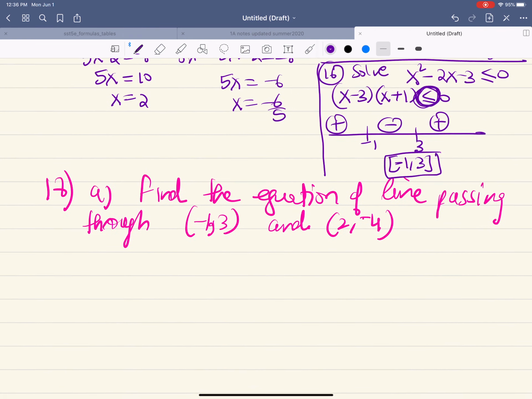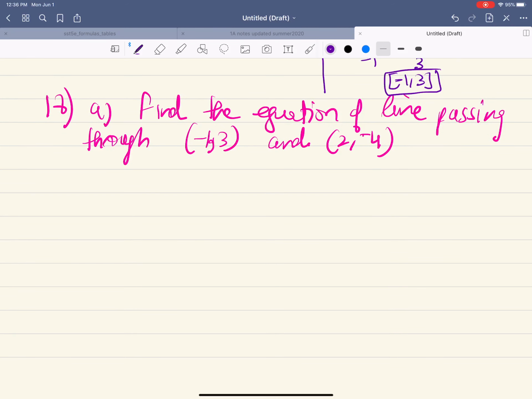Okay. Next, we're looking to find the equation of the line passing through negative 1 comma 3 and 2 comma negative 4. Call this point x1, y1 and this point x2, y2. First thing I'm going to do is find the slope of these two points. The formula for slope is y2 minus y1 over x2 minus x1, the difference in y coordinates divided by the difference in x coordinates. So I got negative 4 minus 3 divided by 2 minus negative 1, which is negative 7 over 3.